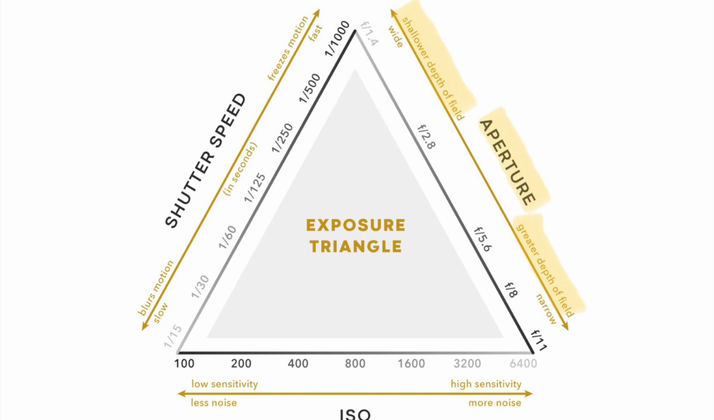Moving from one f-stop to the next highest number cuts the amount of light in half, while moving from one f-stop to the next lowest number doubles the amount of light. As the diameter of the lens opening increases, the depth of field decreases. Higher f-stop numbers, meaning smaller openings, result in a greater depth of field.